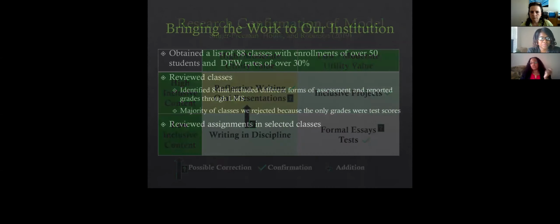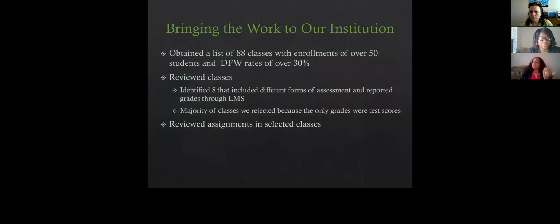Now the challenge was, however, that most of the classes that we identified that were large classes with high DFW rates only used one type of assignment type, and that was tests, quizzes, and exams. So if you remember, that is low in utility value and low in inclusive content. So that narrowed our ability to look at a large number of courses. So we narrowed it down to 8 courses that actually had differentiated assignments. They at least included a test, exam, or quiz, and one other type of assignment type.